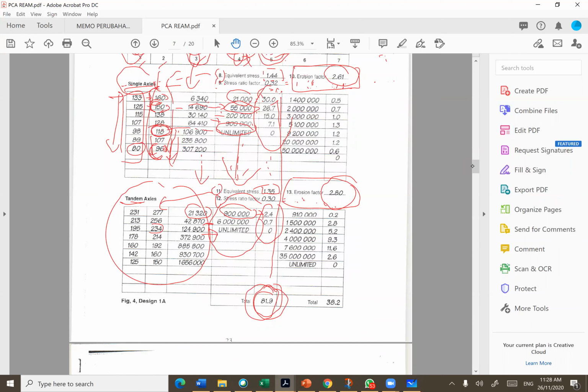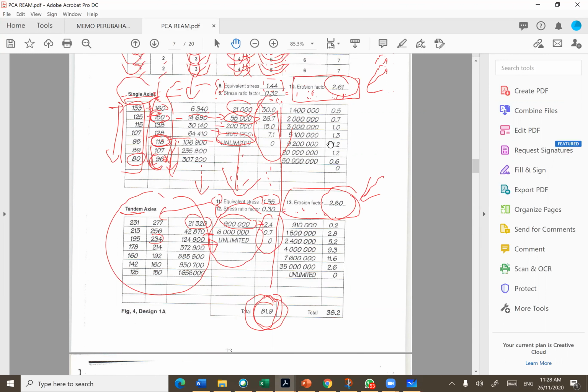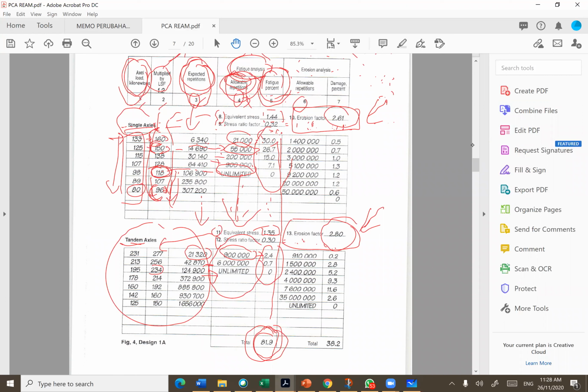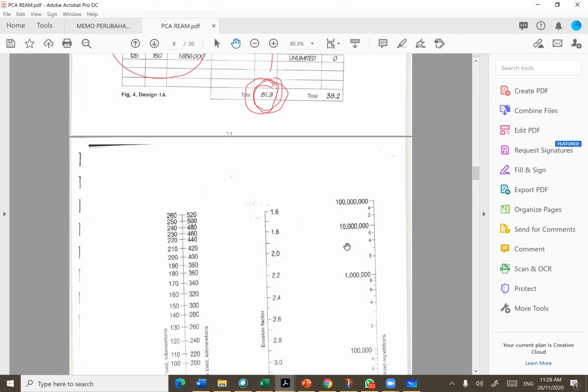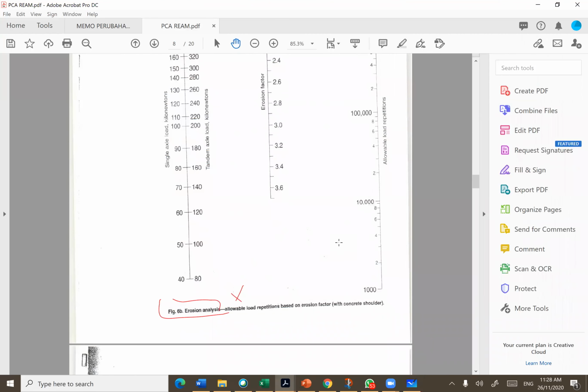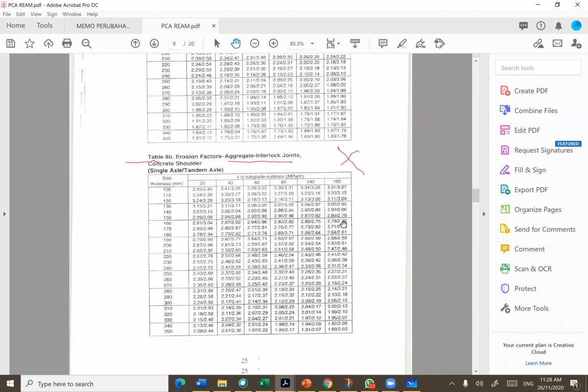Alright, so far no problem for this erosion factor? Okay, no problem. Then we go to column number 6. Once you have the erosion factor, column number 6 is the allowable repetitions for erosion analysis. So let's have a look. This one, erosion analysis, allowable load repetition based on erosion with concrete shoulder. No, this is not ours because ours is without concrete shoulder.